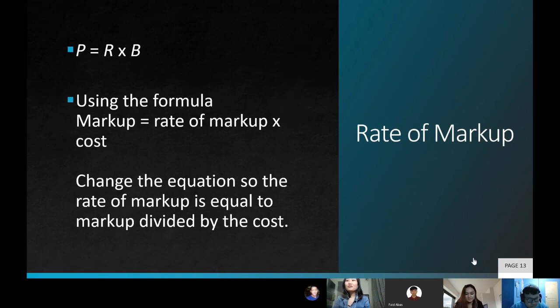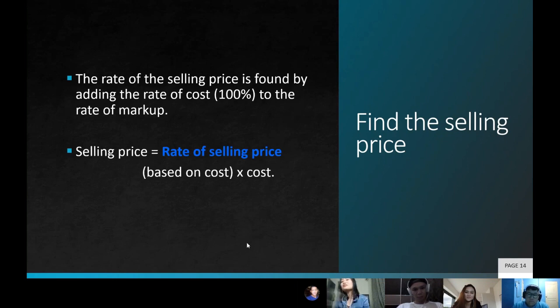Next is the formula for the rate of markup. P equals R times B. Using the formula, markup equals rate of markup times cost. Changing the equation, the rate of markup is equal to markup divided by the cost. Next.